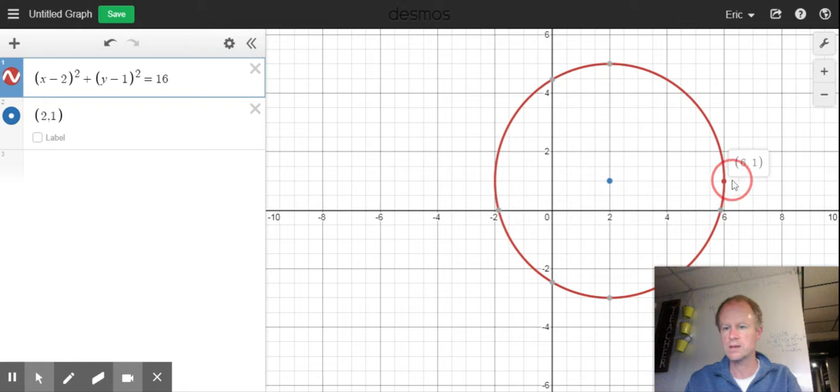So right here you can see this is the point 6, 1. This is the point 2, 1. That's a radius of 4. You could go in any of these points and see the same thing. This is a radius of 4. So 4 squared is 16.